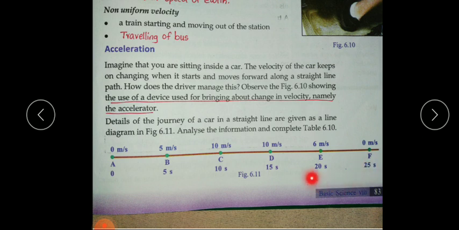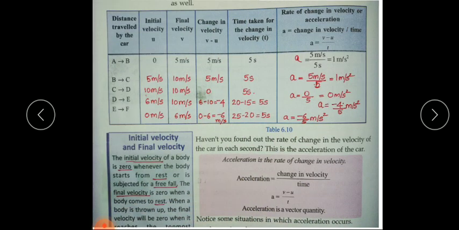What is the change in time? 25 minus 20, that is 5 seconds. So here we have V minus U as minus 6 meter per second, and the time is 5 seconds. On substituting, we get acceleration equal to minus 6 divided by 5 meter per second square.